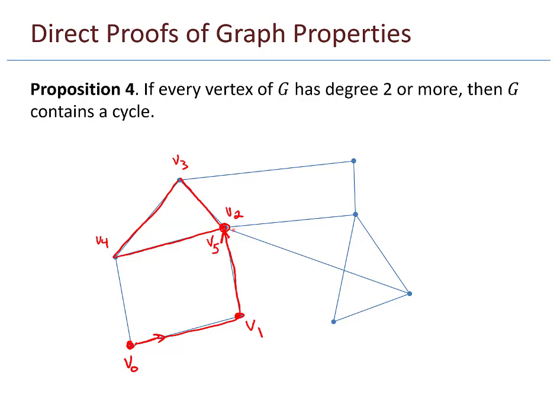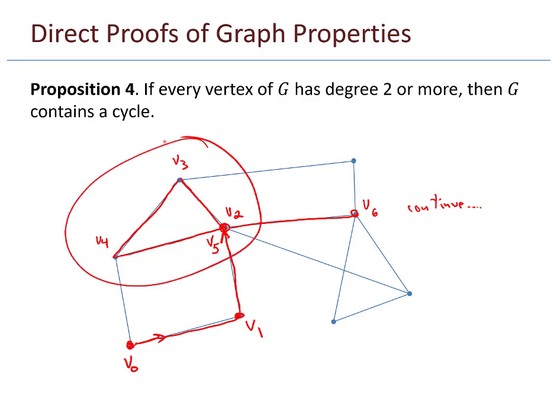And I can leave along some edge other than what I came in on. And so on, v6. And I can continue. And the idea is that if I do this long enough, I will be forced to double back on myself at some point and find a cycle. All right, that's the idea. Let's see the official proof.